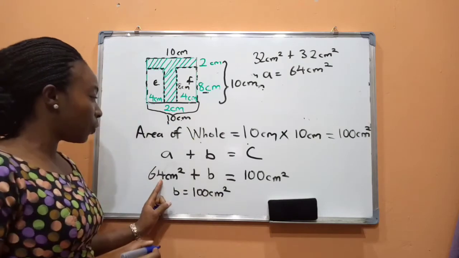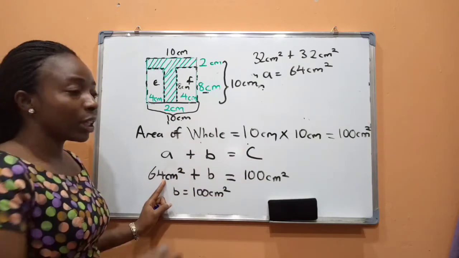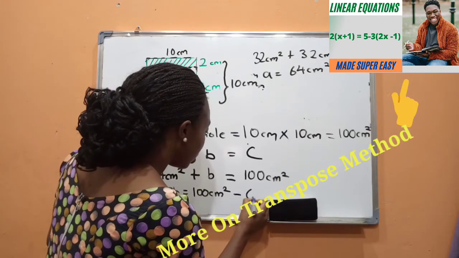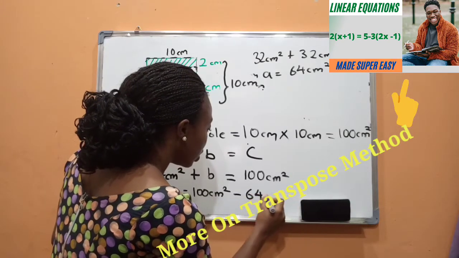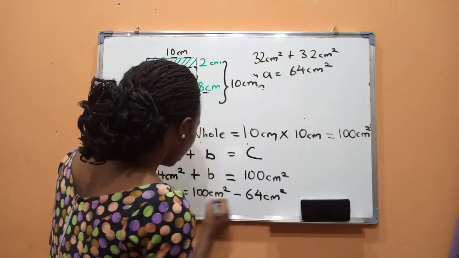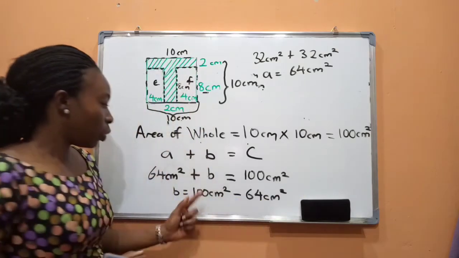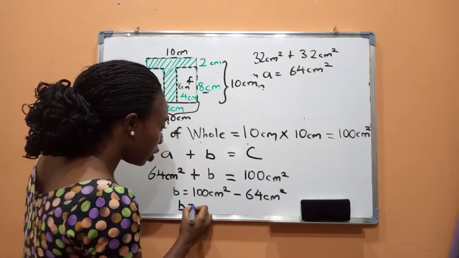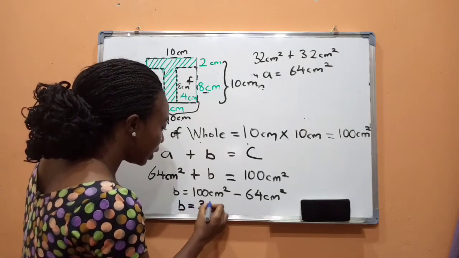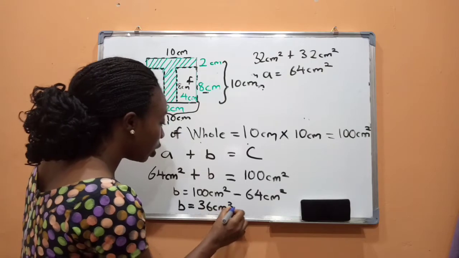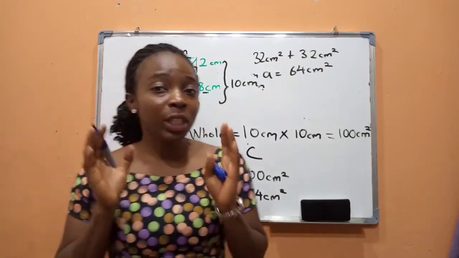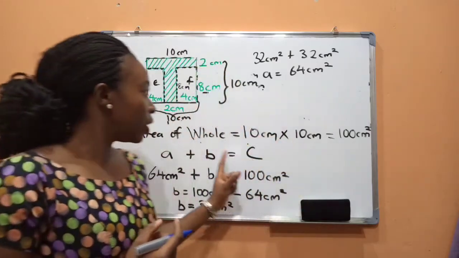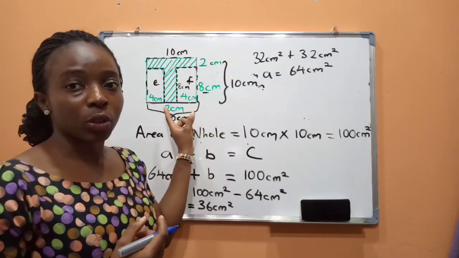Now, when this 64 crosses over to the right hand side, remember the transpose method, we are going to say minus 64 centimeters square. So 100 centimeter minus 64 centimeters is going to give you B equals to 36 centimeters square. You can see, guys, it's absolutely easy. Let's take a look at the second method of solving this same question.